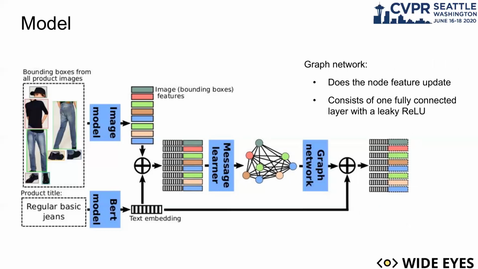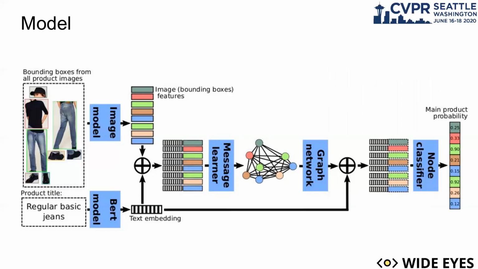In the next step, we have a graph network, where the node feature update happens, and it consists of one fully connected layer with a leaky ReLU. And then at the end we have the node classifier.